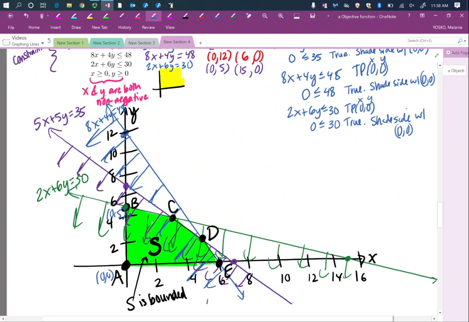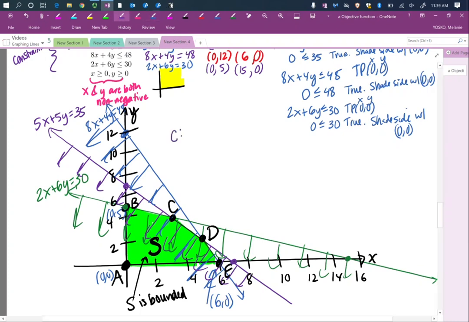E is also easy. It is an intercept. Follow the line to where it's labeled. The intercept of 8x plus 4y equals 48. So if it's crossing the x-axis, that means y is 0. You are solving 8x equals 48, x is 6. And yes, that's what we've labeled. So this point right here is 6, 0. We need to figure out the points for C and D.